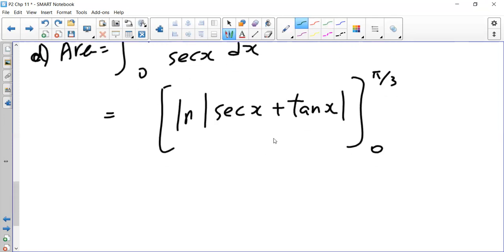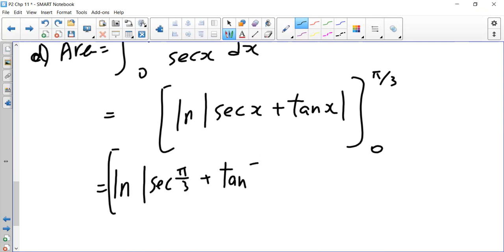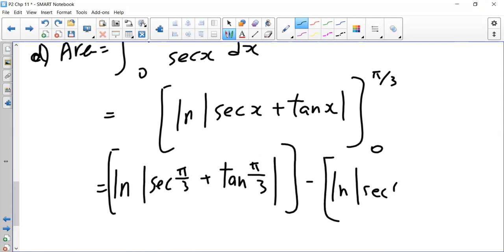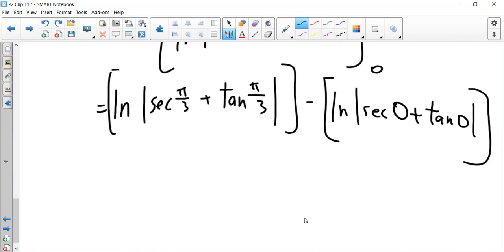Next, we can sub it in. When you sub in exact values, you have to be extremely careful what you sub in. So let me sub in pi over 3 first. It'll be ln of sec pi over 3 plus tan pi over 3, minus, let me sub in 0 as well, ln of sec 0 plus tan 0. Make sure you put them in the calculator one by one. Then you should get the first one.